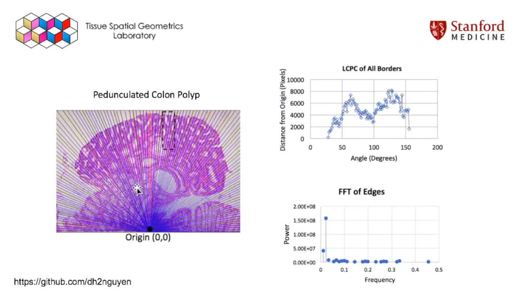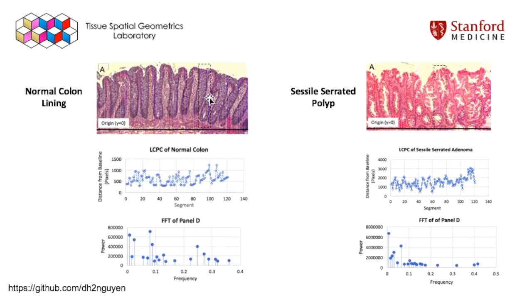As another example here, this is a pedunculated colon polyp. That is a polyp that bulges out from the colon lining. And here, you can apply the same LCPC approach, except in this case, the origin is 0, 0. And in the previous cases, the origin I chose to be just y equals 0.